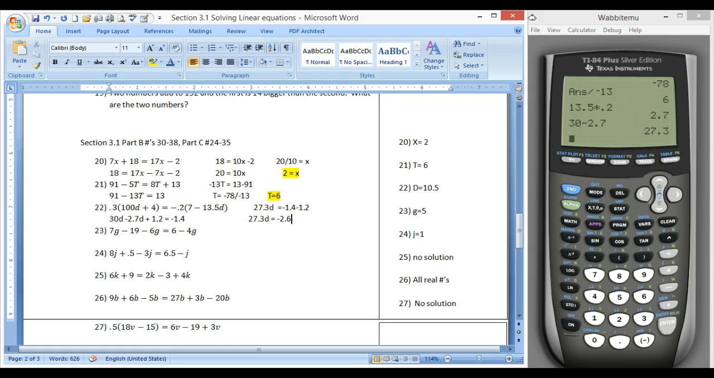All right, so now my variable is almost isolated. I have this 27.3 times d. So the opposite would be divide by 27.3 on both sides. I'm going to come over here, negative 2.6 divided by 27.3, which gives us negative 0.095 and so forth. So let's go ahead and round out 2 decimal places. Why? Because I said so. So we're just going to do that.